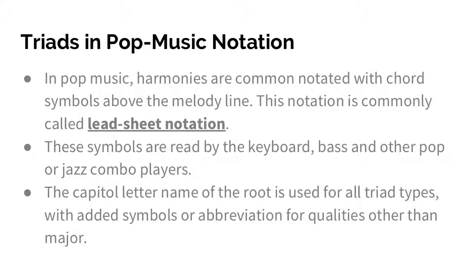So now let's talk about pop music notation. This is going to be a quick going through of this. Those of you that look up stuff on YouTube and on guitar chord websites, this is the kind of notation that you see, but it still applies. Harmonies are commonly notated with chord symbols above the melody line. This notation is commonly known as lead sheet notation. These symbols are read by the keyboard, bass, and other pop or jazz combo players. The capital letter name of its root is used for all triad types, with added symbols or abbreviations for qualities other than major.